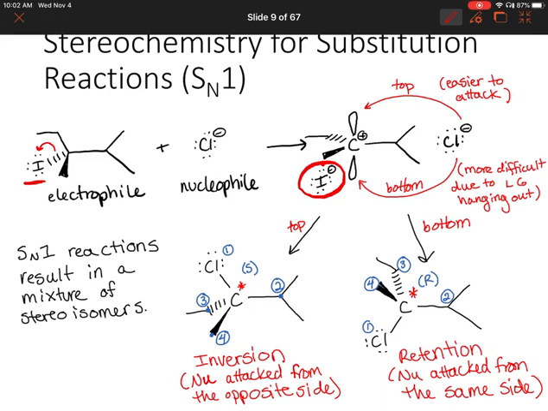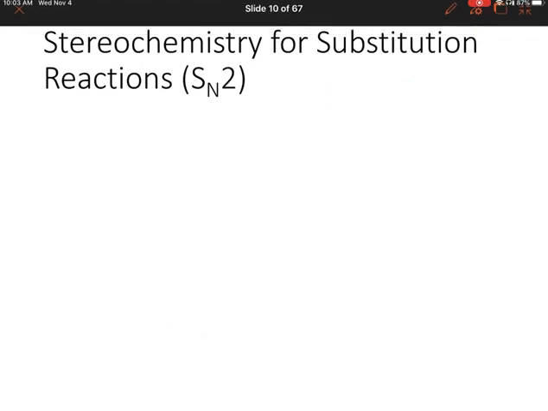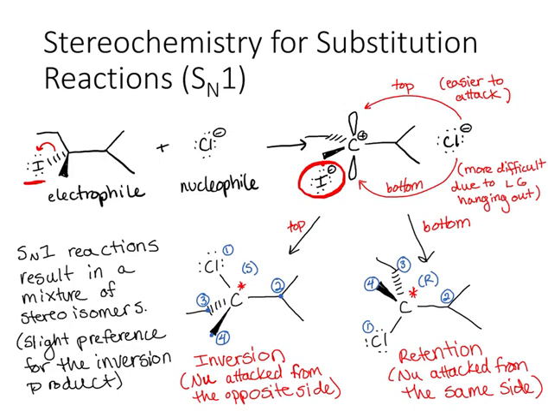Okay, so in an SN1 reaction, the inversion product is slightly preferred because it's easier for the chlorine to attack from the top. So there's a slight preference for the inversion product. Oops, sorry, didn't mean to go to the next slide quite yet.